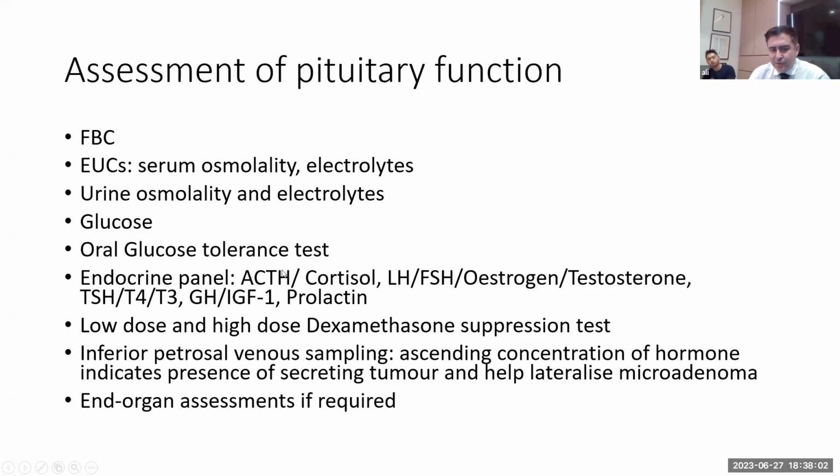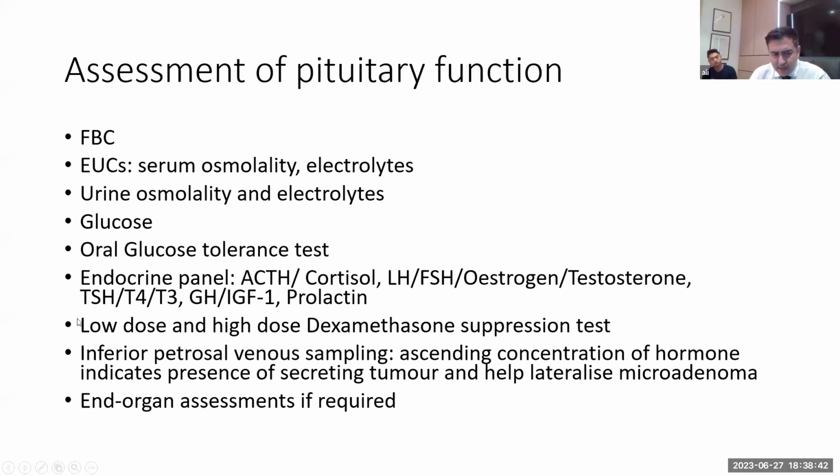So ACTH, produced by the anterior pituitary, leads to secretion of cortisol by the adrenal cortex. LH and FSH, secreted by the pituitary, lead to the gonads secreting estrogen and testosterone. TSH, secreted by the pituitary, leads to the secretion of T3 and T4 by the thyroid. Growth hormone secreted by the pituitary leads to the secretion of IGF-1 by the liver, and prolactin is tested for lesions called prolactinomas, which secrete prolactin.